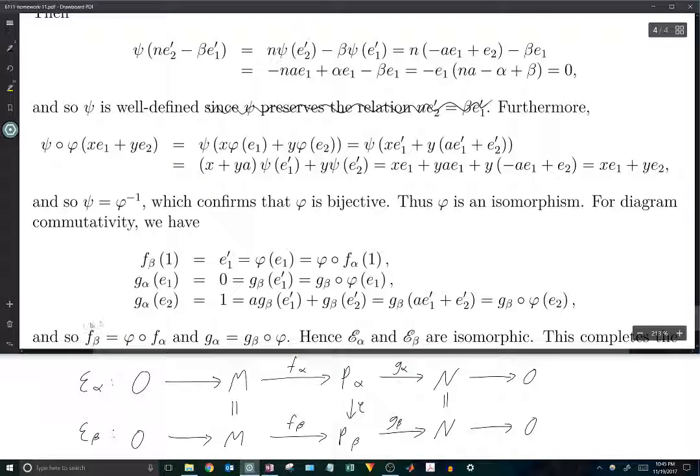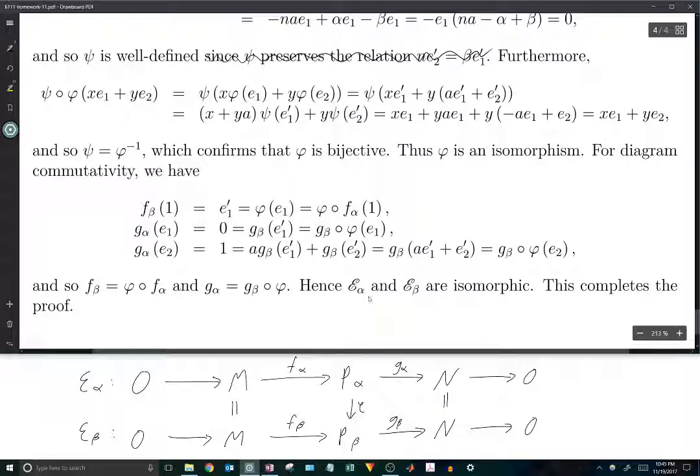But anyway, because 1 generates m, this holds, and because e1 and e2 generate p alpha, we have g alpha equals g beta composed with phi, and thus that's all we needed to prove that e alpha and e beta are isomorphic, and now we're done with the proof, and yeah, that's it.